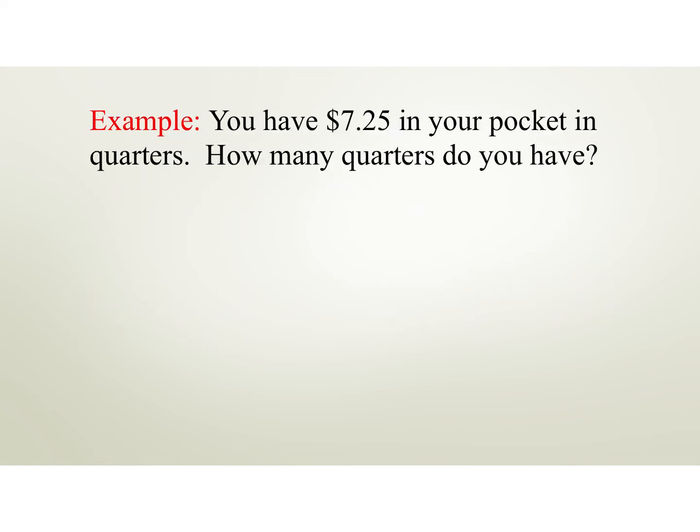So for this one, instead of $7.25, I'm going to keep it as 1 unit. So you have $7.25 in your pocket. How many quarters is that? So what number is given to you? 7.25. Okay, $7.25. And then what unit are you trying to convert that to? Quarters. Okay, so we want to know how many quarters. What's the conversion factor or relationship between dollars and quarters? 4 quarters equals $1. Okay, for every $1, there's 4 quarters.